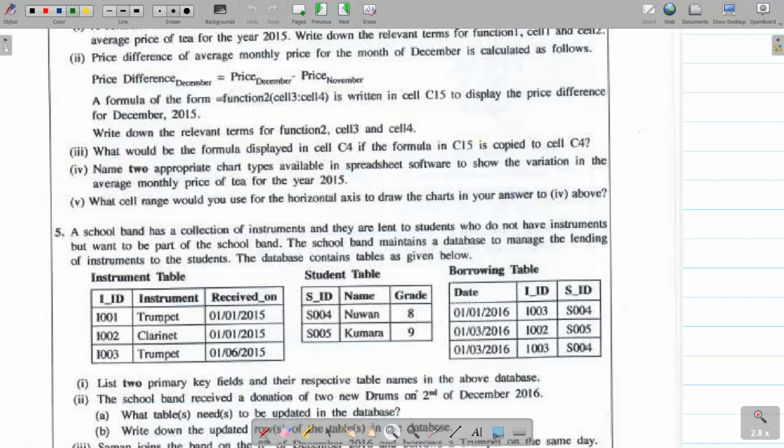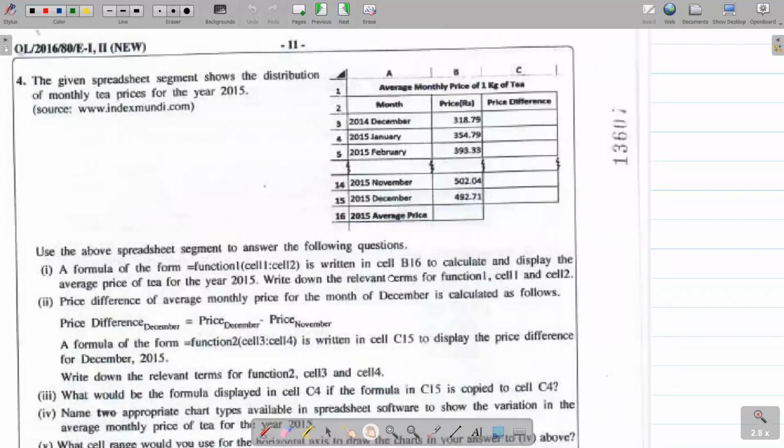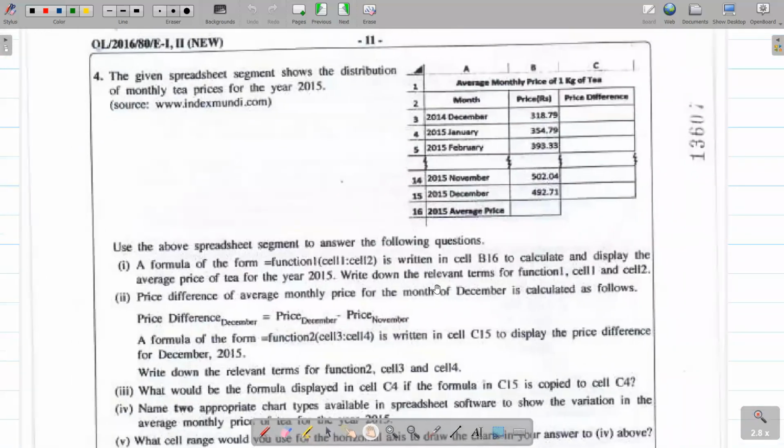Okay, everyone, really sorry for the emergency situation. So yes, we have to discuss the spreadsheet question. Right. So in the fourth one, it says the given spreadsheet segment shows the distribution of monthly tea price for the year 2015.